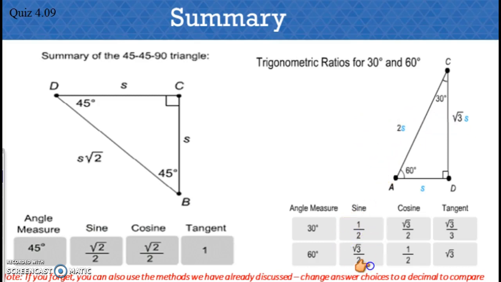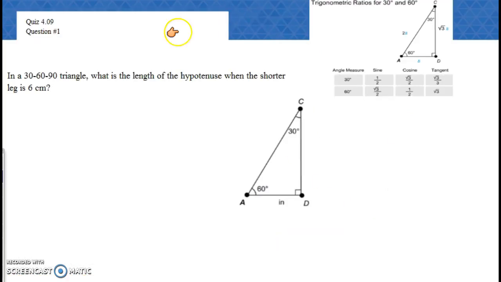Some of them might ask the sine of a 30-degree angle, which is going to be 1 over 2 as a fraction. Cosine, square root of 3 over 2. Tangent, square root of 3 over 3. For a 60-degree angle, sine is square root of 3 over 2. Cosine is 1/2. Tangent is the square root of 3. So there is one question, I think, that asks you the sine or cosine of one of these angles.